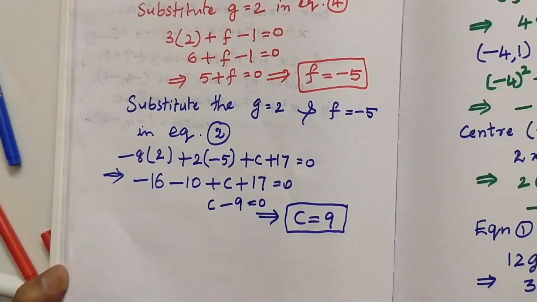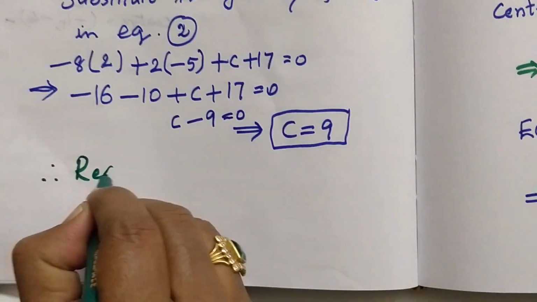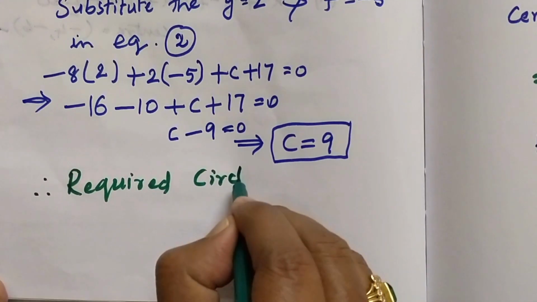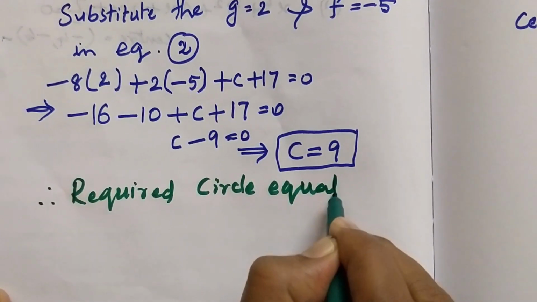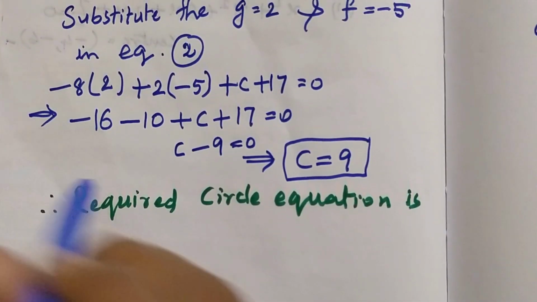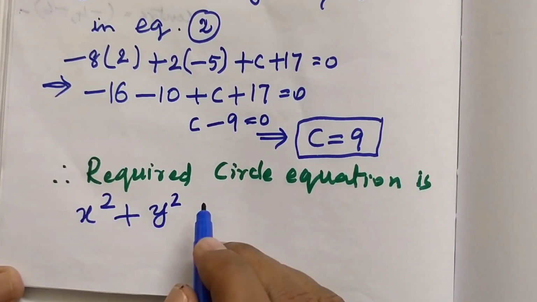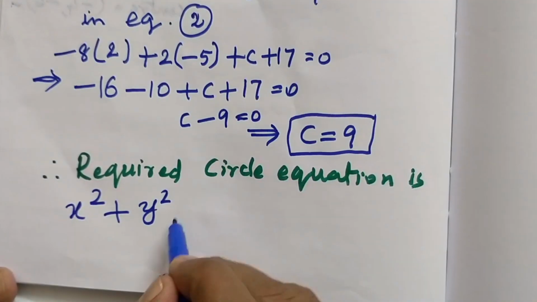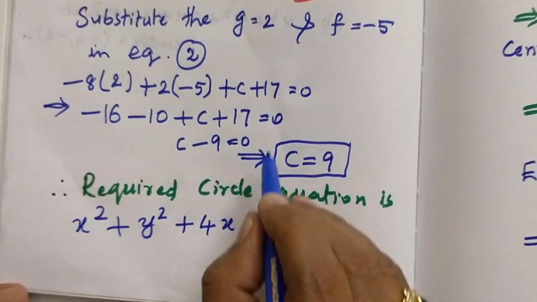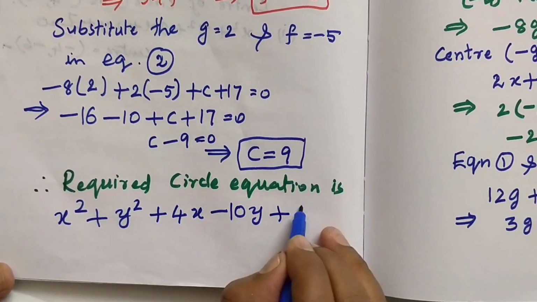Therefore, the required circle equation is what it is: x square plus y square plus 2gx, 2 into 2 is 4, 4x plus 2fy, 2 fives are 10, minus 10y plus c, that is 9 is equal to 0. This is the solution. Okay.